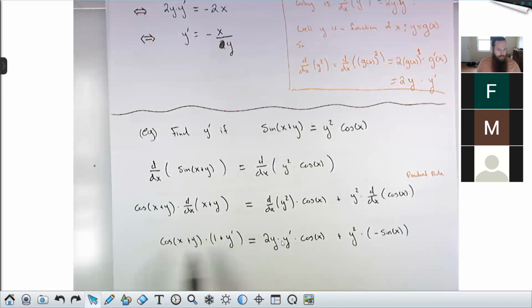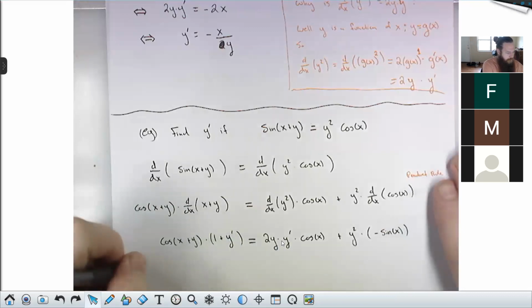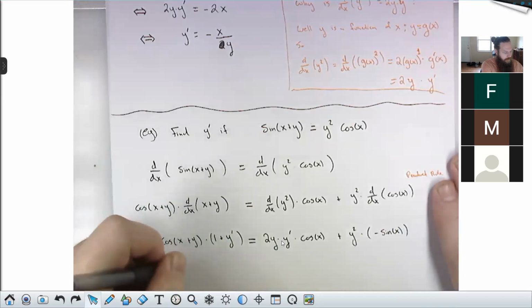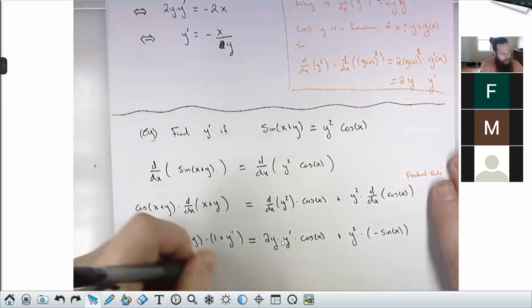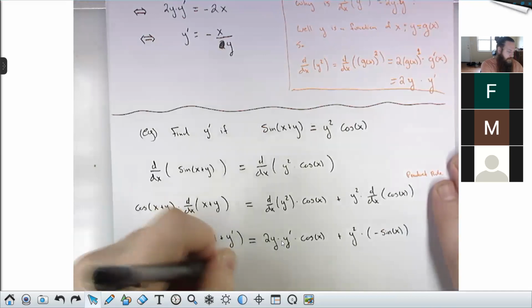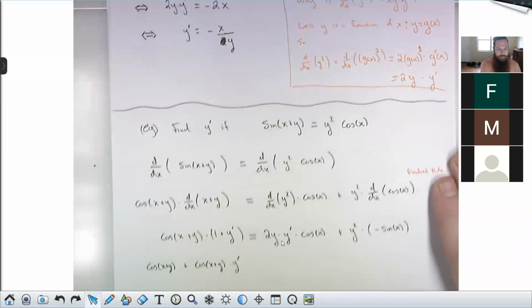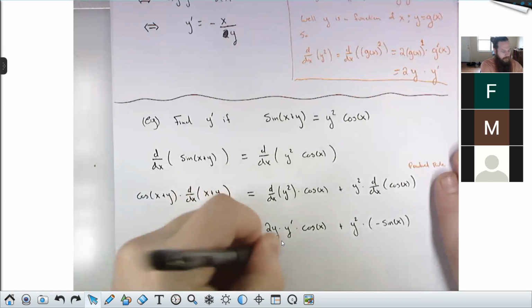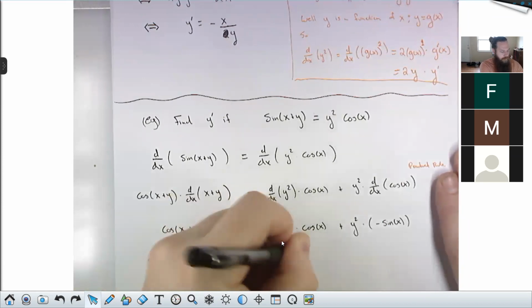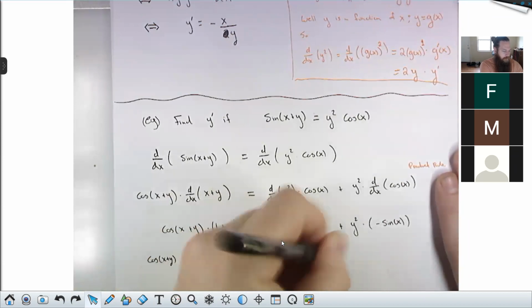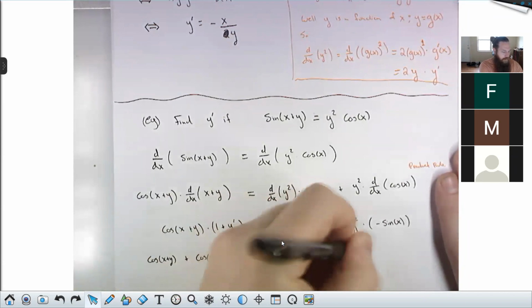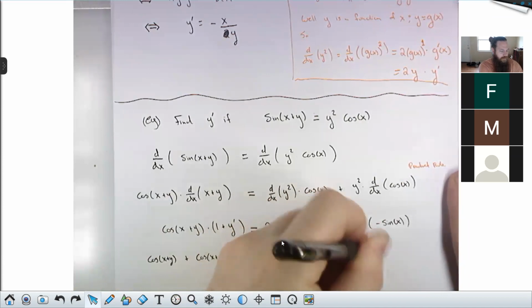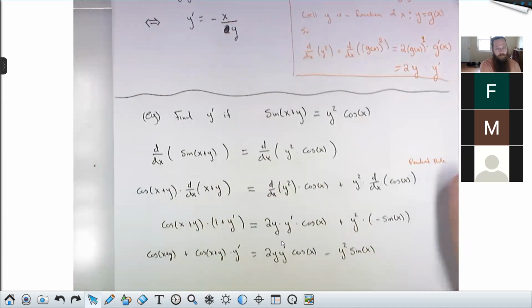So I'm going to distribute this, and that'll give me cos(x plus y) times 1 plus cos(x plus y) times y prime. All right, so I take this cos(x plus y) and I distribute it over these two. And then on the right-hand side, I'll write this as 2y y prime cos x minus y squared sine x. And now I've kind of blown everything apart.